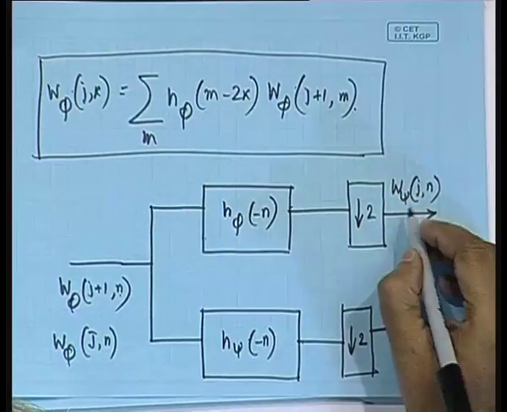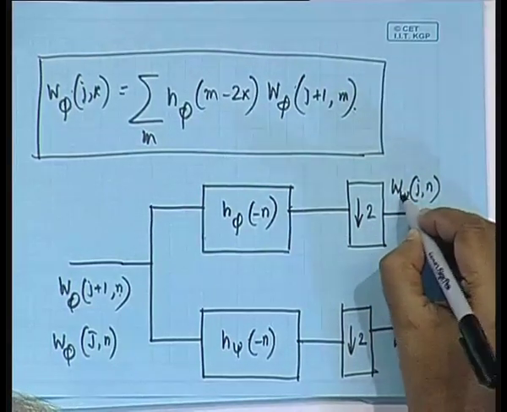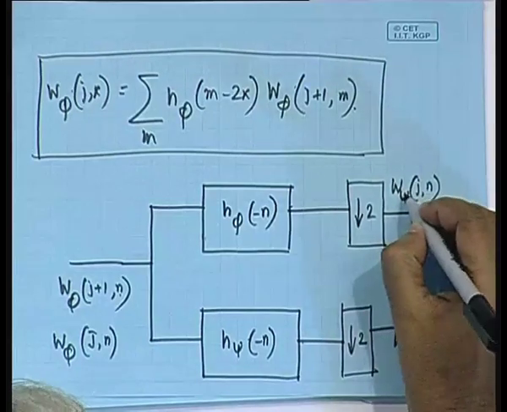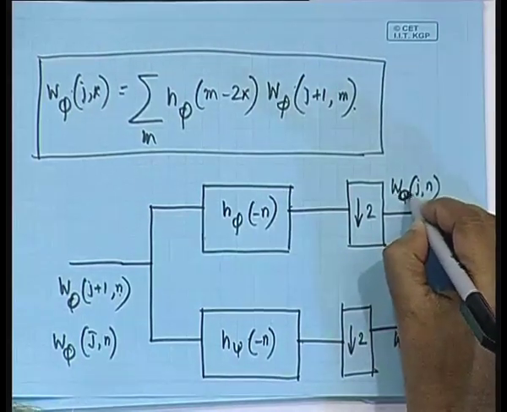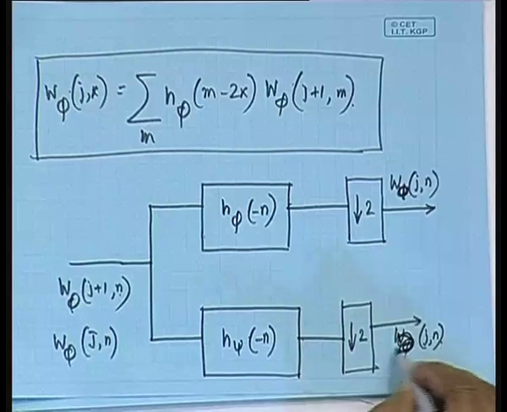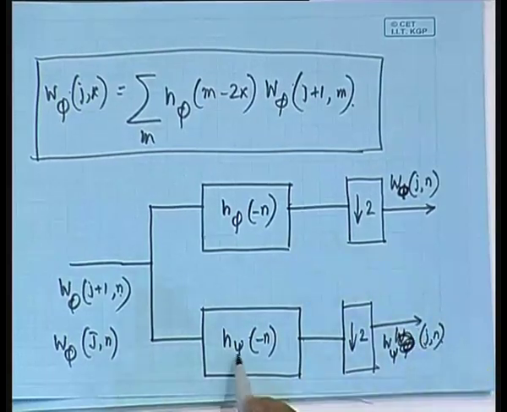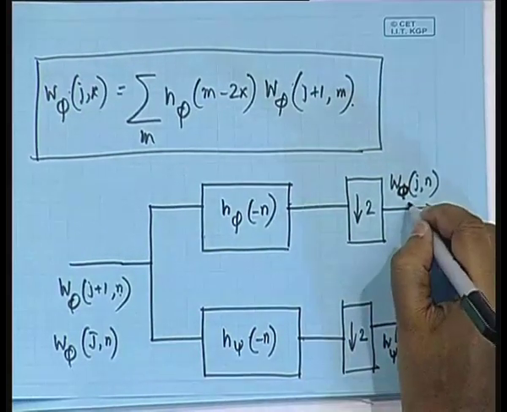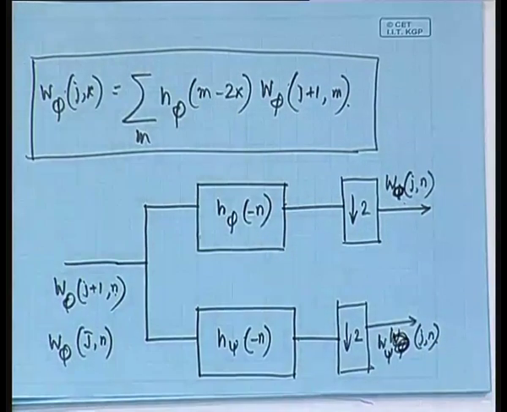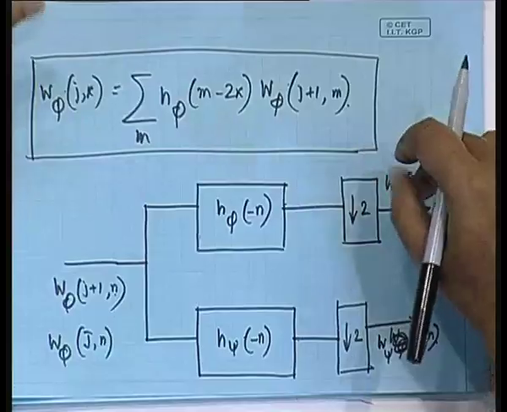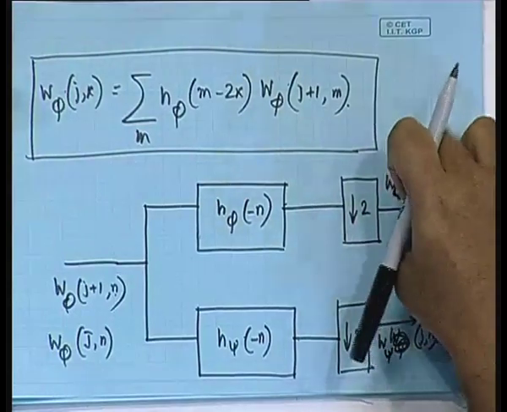We can obtain a low pass filtered version, and we can obtain a high pass filtered version. By the way, I have written totally wrong. This should be W phi, this should be W phi, this should be W psi. So, this is the low pass filtered version, this is the high pass filtered version, and I can apply it iteratively.